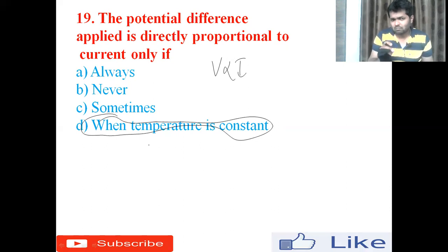So the resistance must stay the same to keep the current the same. I mean to say that the potential will be directly proportional to current only when the temperature of the conductor remains the same. If temperature varies, resistance also varies. Resistance varies, current will vary. So the right answer for this question is option D.